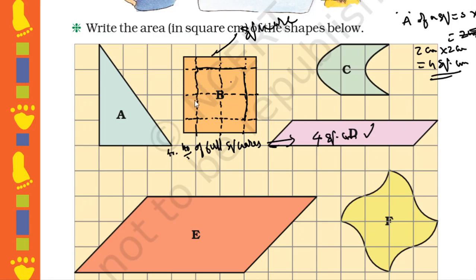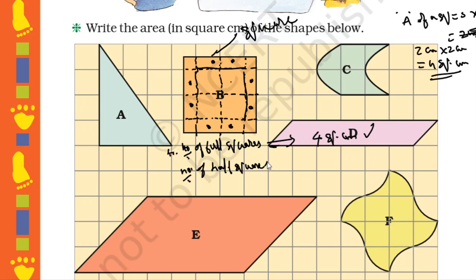Now next, how many half squares are there? Here this is the half of the square. 1, 2, how many halves are there? 3, 4, 5, 6, 7, 8. So the number of half squares.